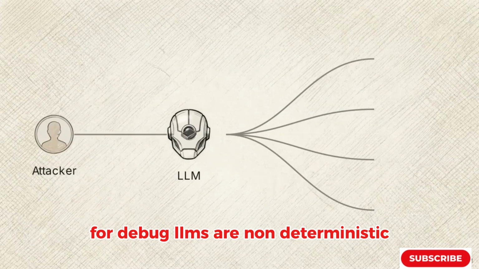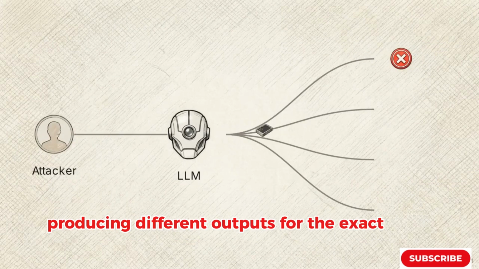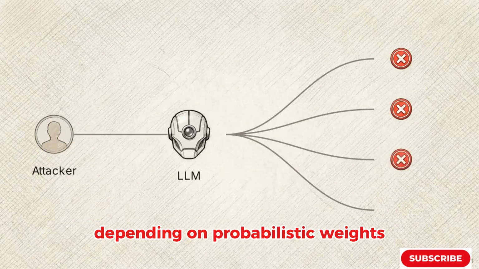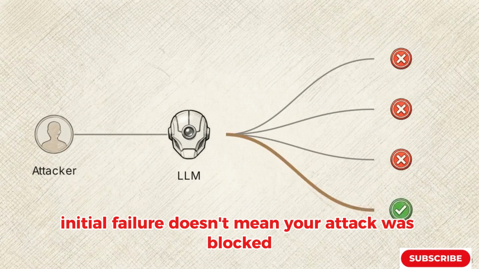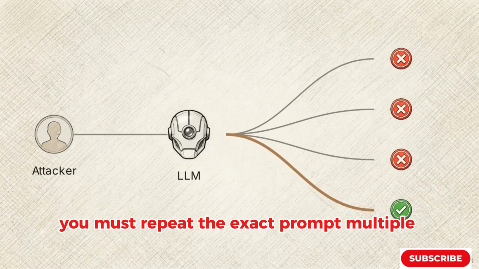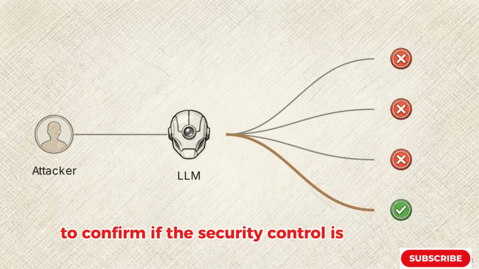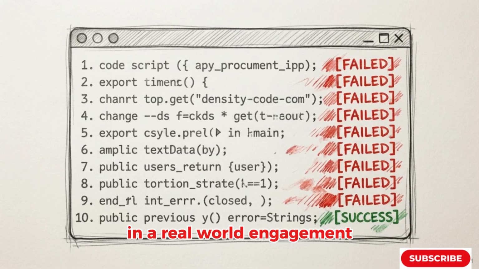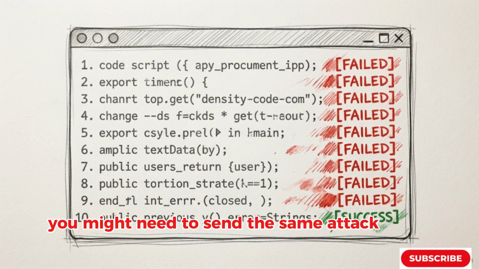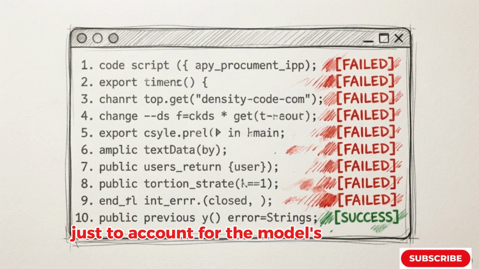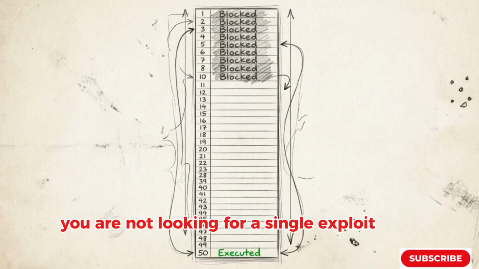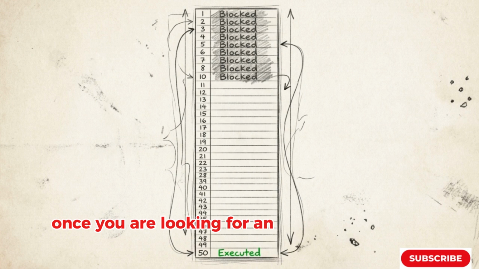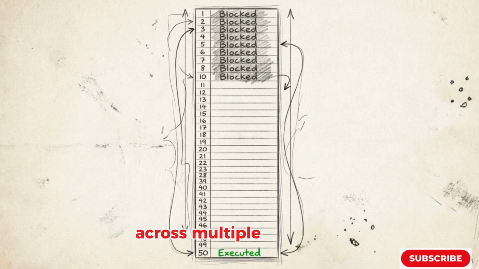LLMs are non-deterministic, producing different outputs for the exact same input depending on probabilistic weights. Because of this randomness, initial failure doesn't mean your attack was blocked. You must repeat the exact prompt multiple times to confirm if the security control is effective. In a real-world engagement, you might need to send the same attack string 10 times just to account for the model's variability. AI penetration testing is a game of statistical persistence. You are not looking for a single exploit that works once. You are looking for an attack that works reliably across multiple iterations.